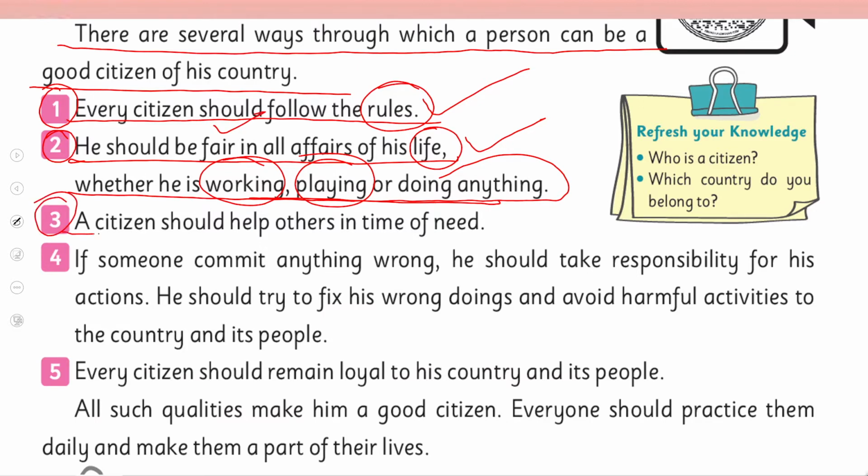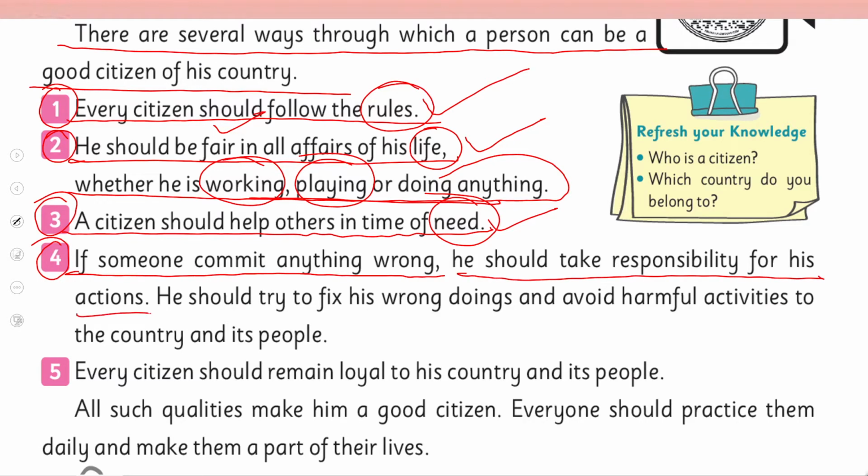Number 3, a citizen should help others in time of need. So we must be helping and caring, and we must help others in their time of need. Number 4, if someone commits anything wrong, he should take responsibility for his actions. He should try to fix his wrongdoings and avoid harmful activities to the country and its people.